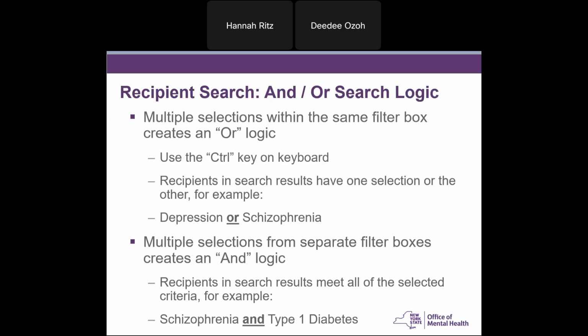In contrast to this, when you're making multiple selections from separate filter boxes, this creates an AND logic. This means that recipients will meet all of the selected criteria. For example, in the diagnosis section of recipient search, if I select schizophrenia within the behavioral health diagnosis box and then select type 1 diabetes from the medical diagnosis box, because these are from 2 different boxes, clients on the results page will have both schizophrenia and type 1 diabetes.